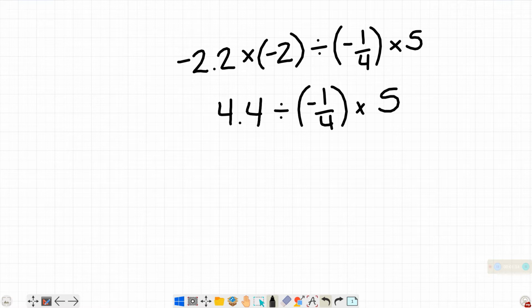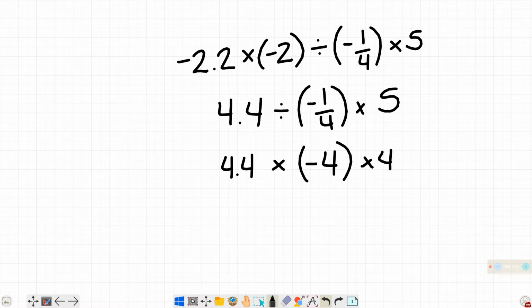When you divide by a fraction, you can change that to multiplication by flipping the fraction over. So then we are multiplying by -4/1, which is just the same as multiplying by a -4. So you have -4 times 4.4. We have different signs. One of them is positive and one of them is negative. So we're going to end up with a negative result. And 4.4 times 4 is 17.6.